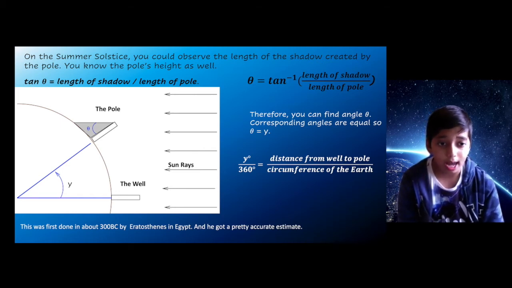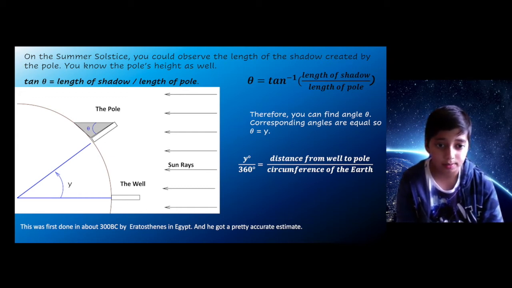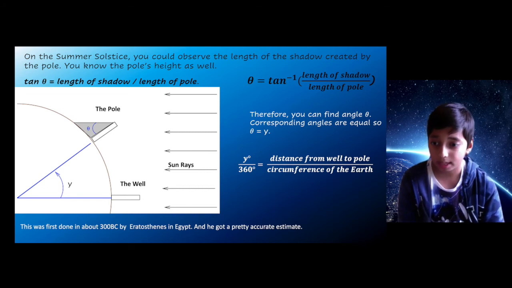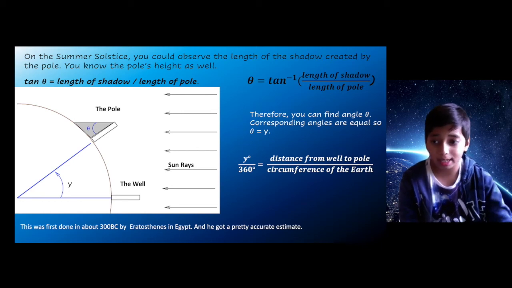Now that you know the angle y, and you know the length of the arc that subtends or makes the angle y, you can solve for the length of the arc that makes a full 360 degrees. This was first done in about 300 BC by Eratosthenes in Egypt, and he got a pretty accurate estimate.